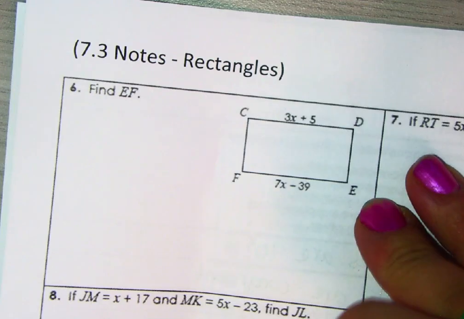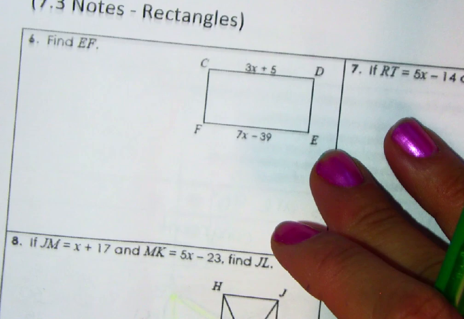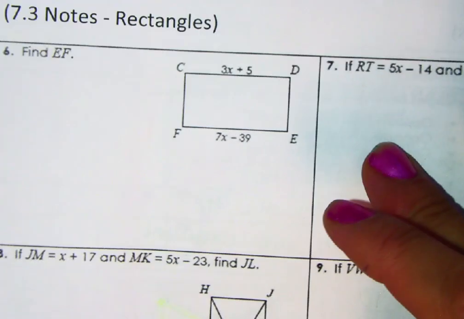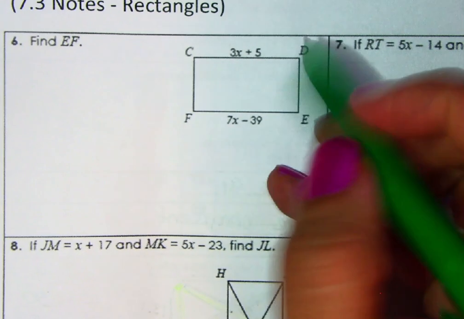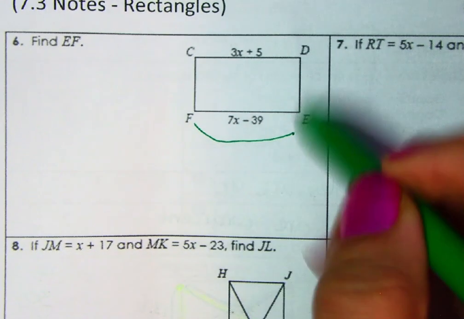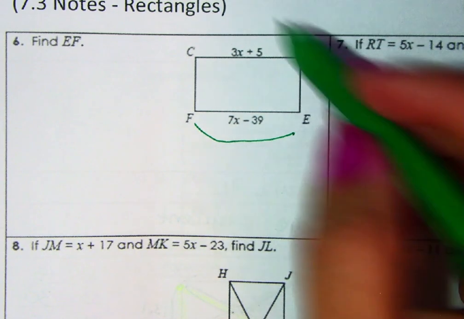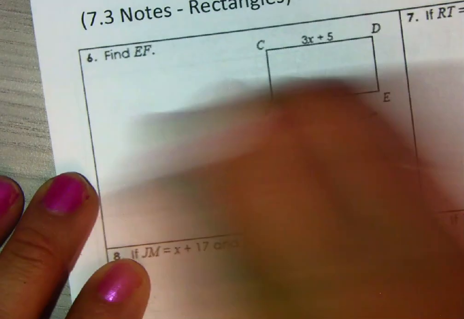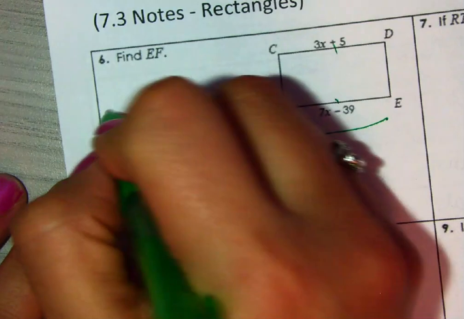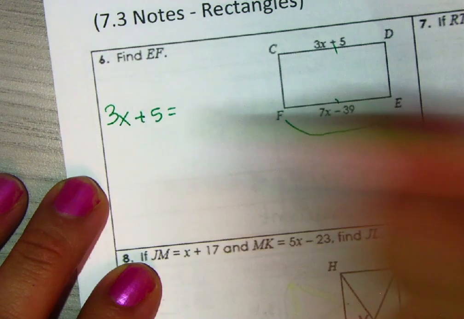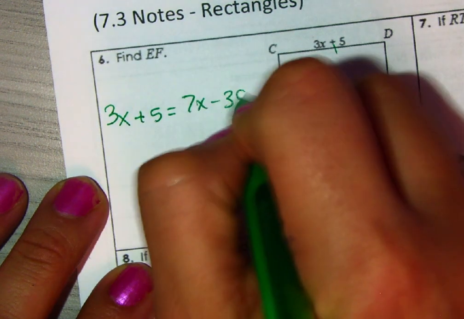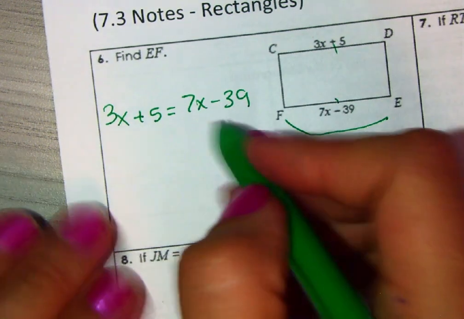All right, so after understanding the properties, you will apply the algebra process to solve for the unknown. To make this video short, since it's already 13 minutes, I'm going to just go over the questions on the left side. So EF is asking to find what this side is. And based on what you're given, you have two sides that are equal because they're opposite of each other. So you're going to write 3x plus 5 equals 7x minus 39. Then you're going to solve for x.